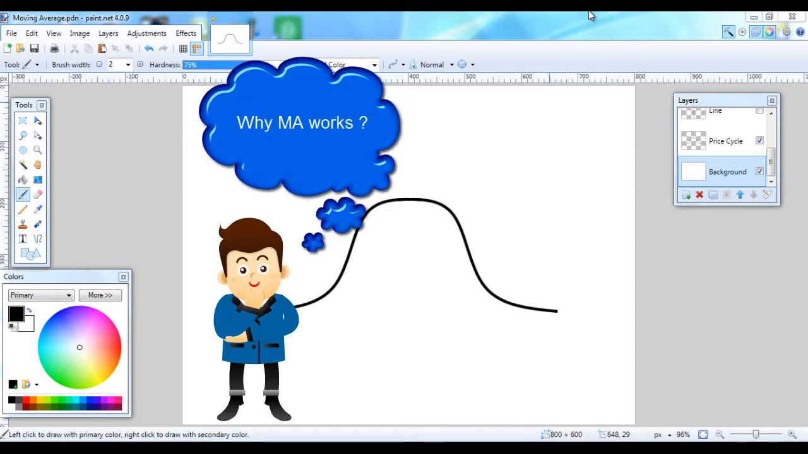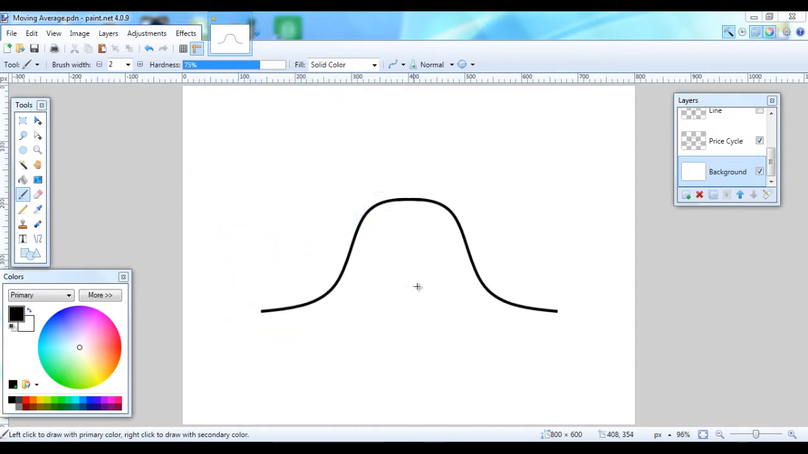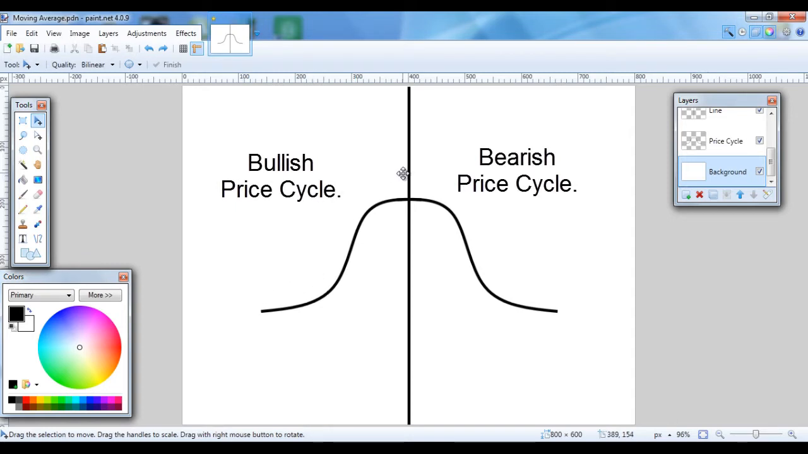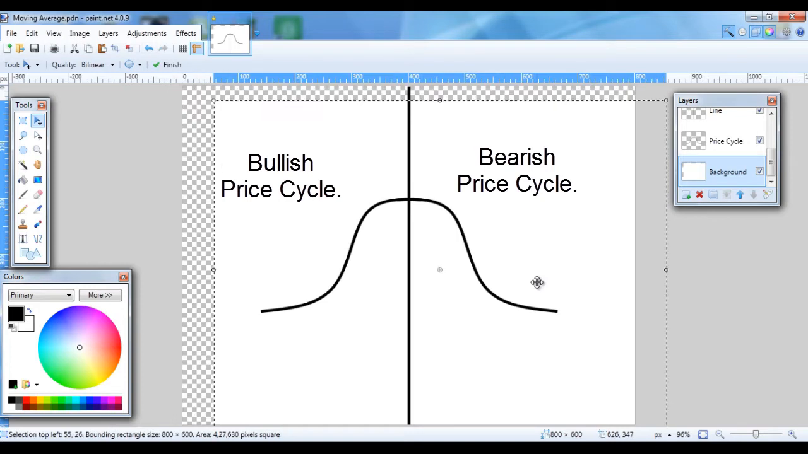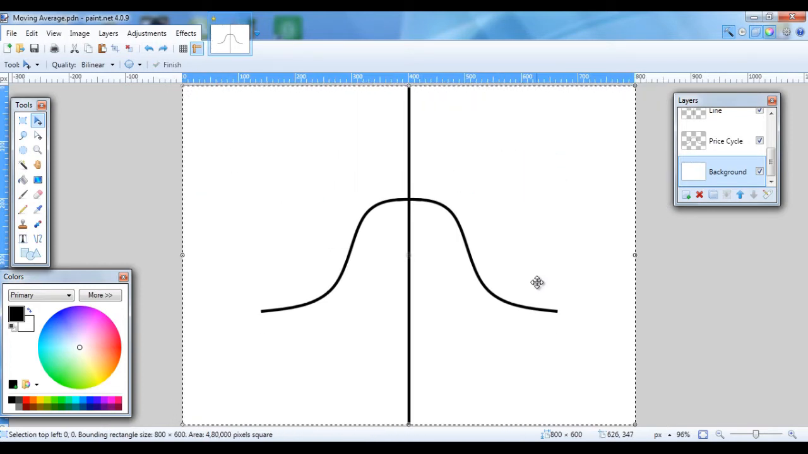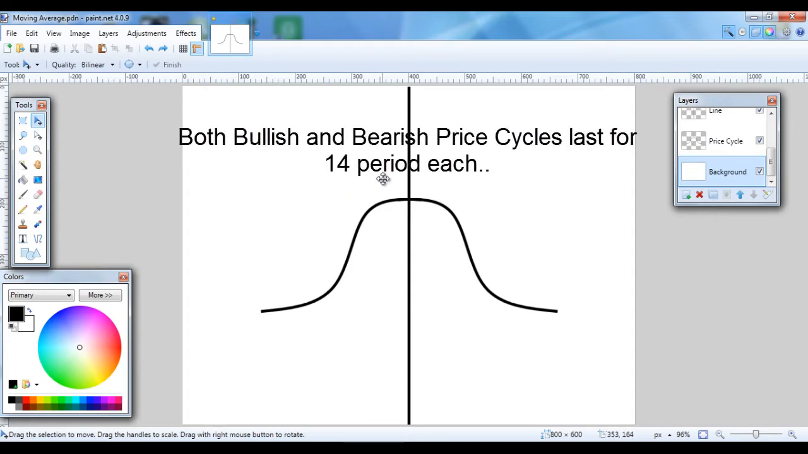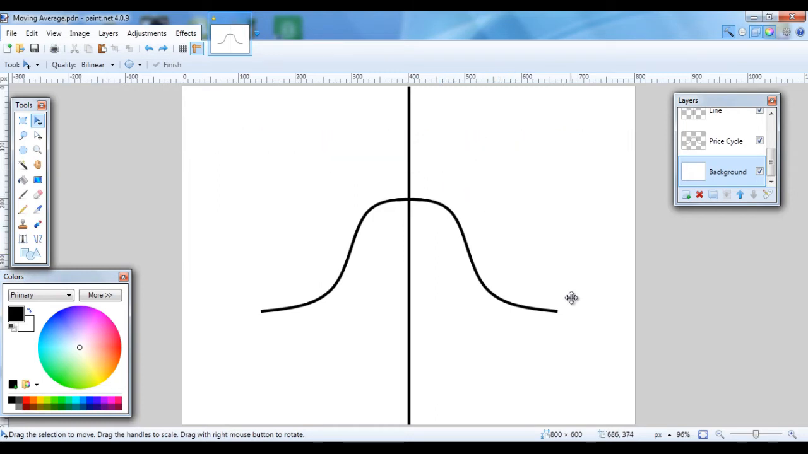Now why does MA work? The diagram in front of you represents an ideal price cycle. In this, price first moves up and then goes down. This side of the price cycle is known as the bullish price cycle, and this half is known as the bearish price cycle. In ideal condition, one bullish price cycle lasts for a period of 14, whereas a bearish cycle also lasts for a period of 14.